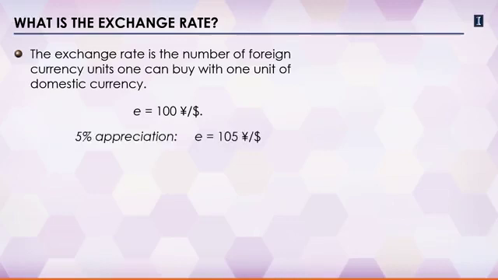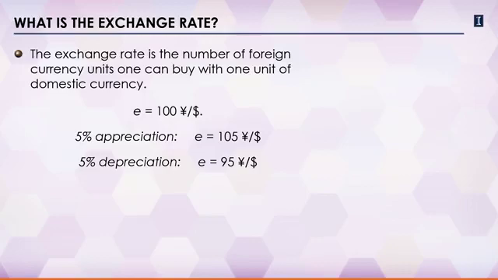Couple of more definitions. If the exchange rate goes up to 105 yen per dollar, for example, we say the dollar has appreciated 5%. Similarly, if the exchange rate drops to 95, the value of the dollar has gone down relative to the yen, we say the dollar has depreciated by 5%.